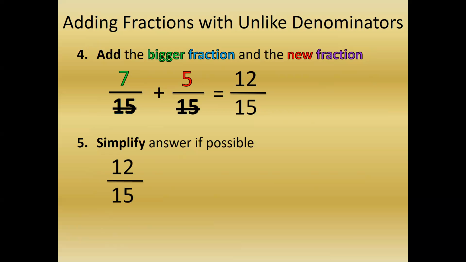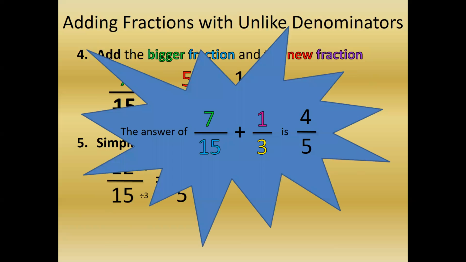And 12/15 can be simplified. So let's think about that for a second. What do these numbers have in common? Can they be divided by any common factor? Think about it. What times what is equal to 12, and what times what is equal to 15? We can divide both of them by 3. So 15 divided by 3 is 5, and 12 divided by 3 is 4. So our answer to 7/15 plus 1/3 is 4/5.